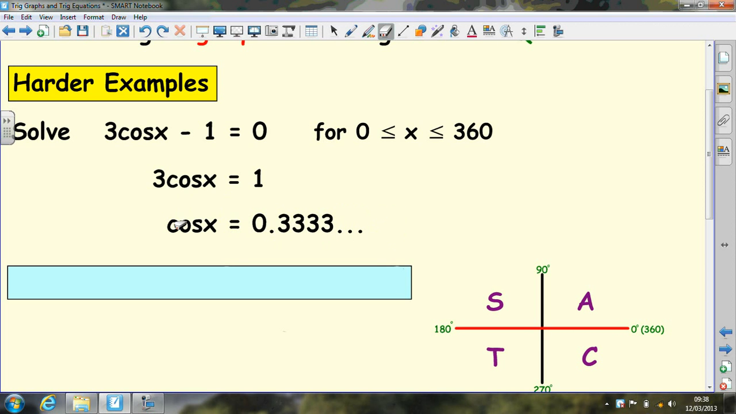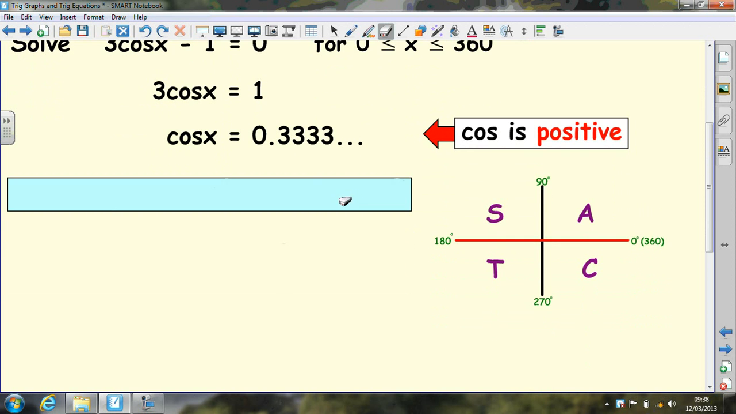So here we see that the cos of x is equal to a positive value. So we note that down to help us with our all sine tan cos. So when we're looking at this, we're looking for where the cosine wave is positive. That would be the A, because all the graphs are positive there, and also the C, because the cosine wave is positive there.